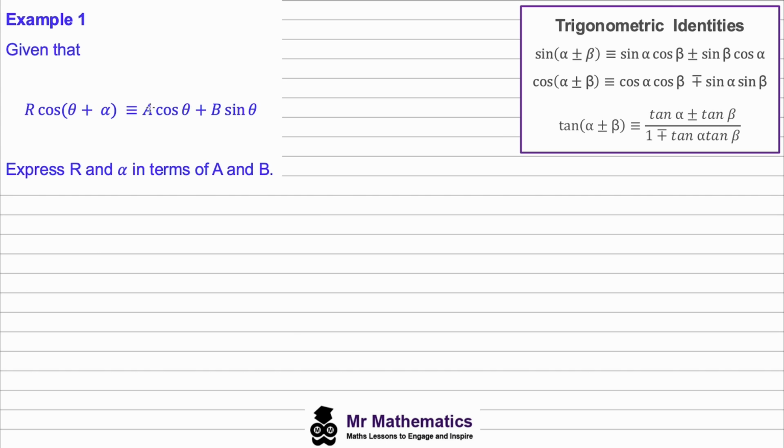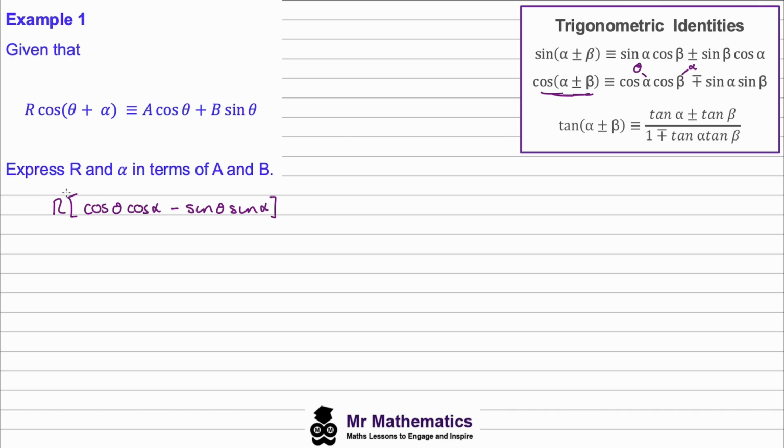So for question 1, we've been asked to prove that this left-hand side is identical to this right-hand side. We'll begin with the identity for this left-hand side. This will be cos of alpha plus beta. We can see that the alpha will be theta and the beta will be the alpha term. Okay? So we'll have r multiplied by the cos of theta times the cos of alpha minus the sine of theta times the sine of alpha.